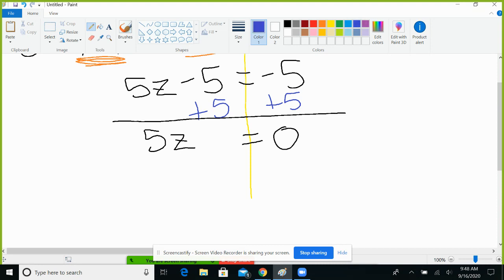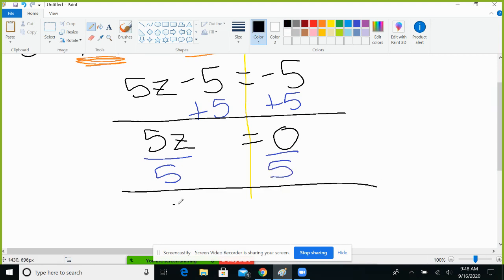Well, you're absolutely correct. Yes. So to follow through with the steps, even though you know what the answer is going to be, to follow through with the steps to get rid of this, to isolate the z, you need to divide it by 5. So you need to divide both sides by 5. And just like you said, 0 divided by 5 is in fact 0.